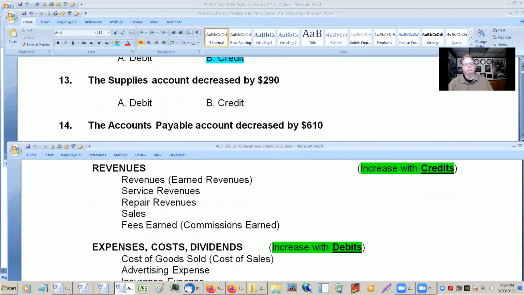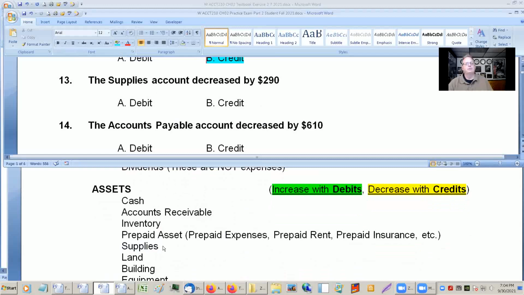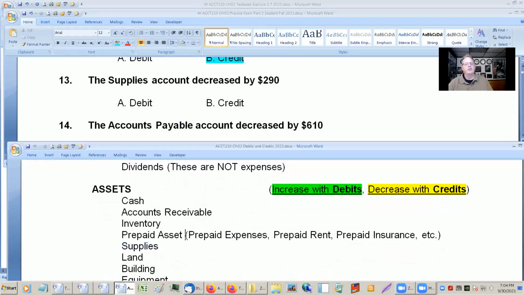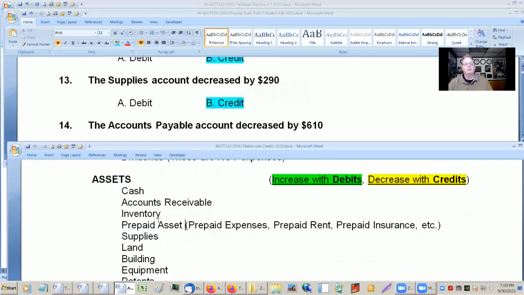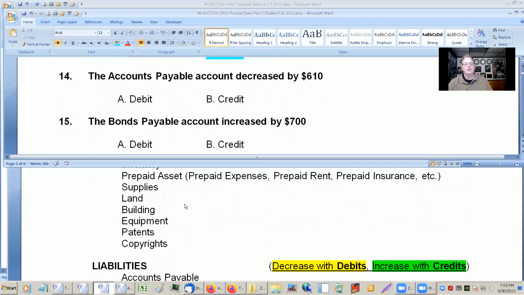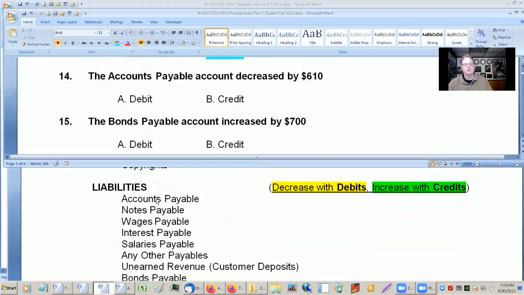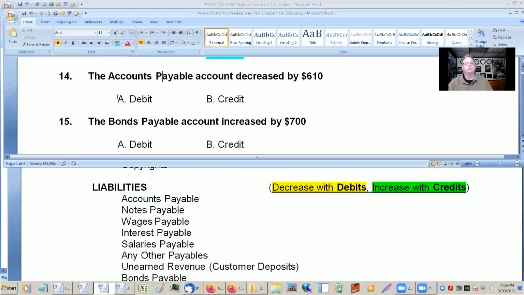Supplies. I did credit. Oh, I can't do it here. Okay, so supplies are credit. Accounts payable. I did debit. It decreased, so accounts payable, liability decreases with debit. Okay.